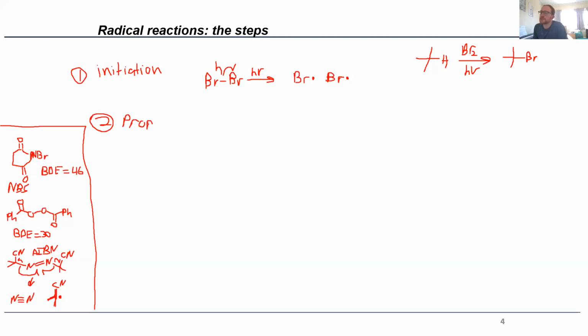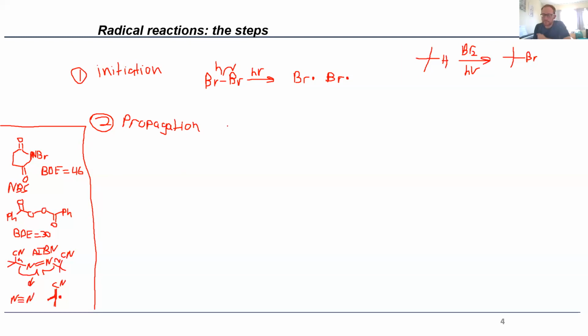Essentially all the steps in propagation start with a radical and end with a radical, right? So there's no net generation of radicals, and there's no net loss of radicals. The number of radicals in propagation steps always stays the same.